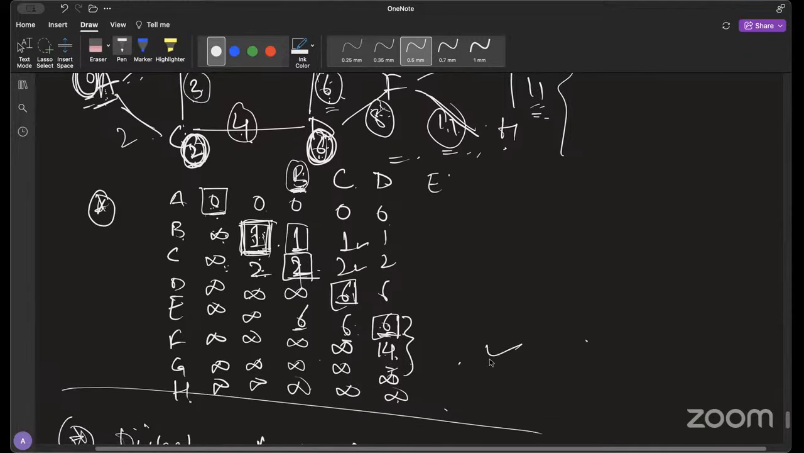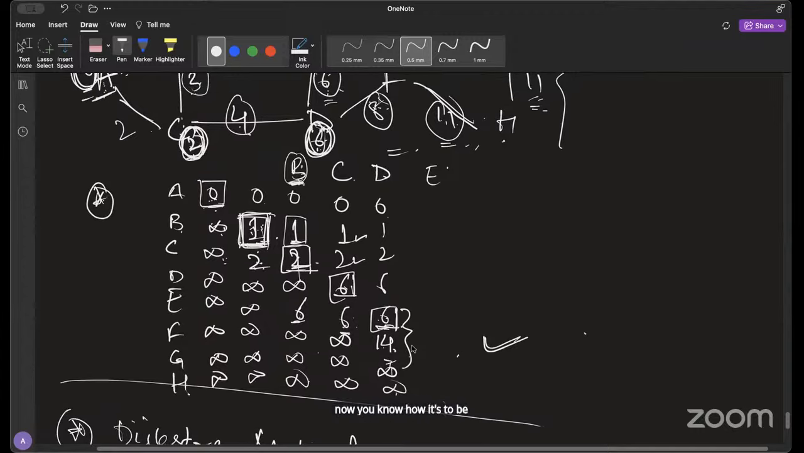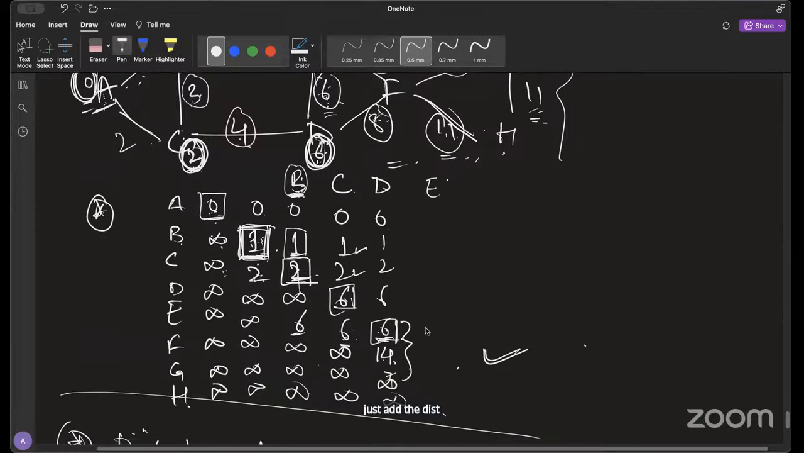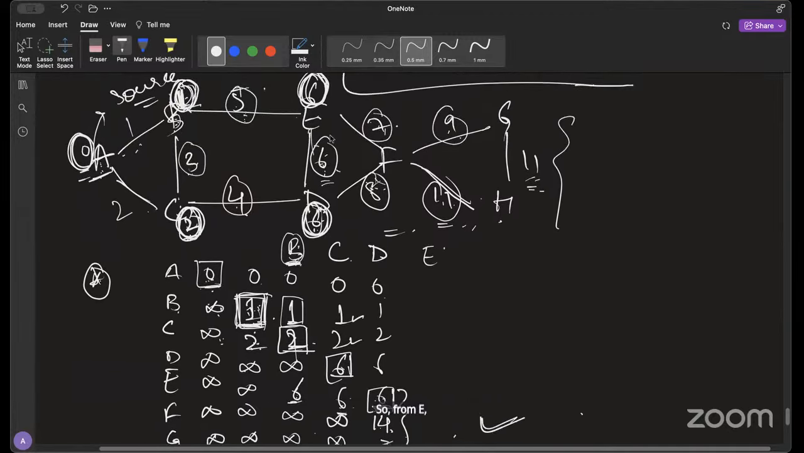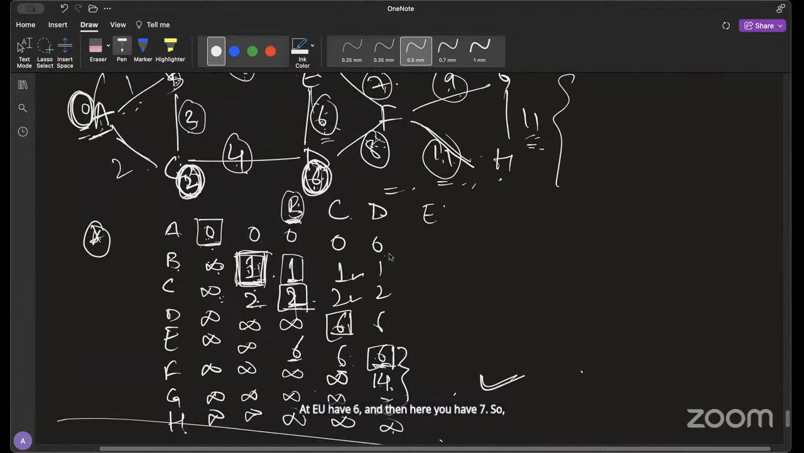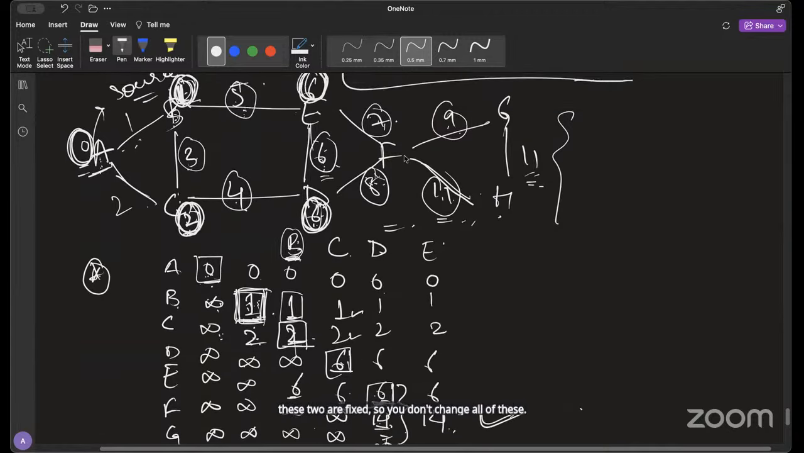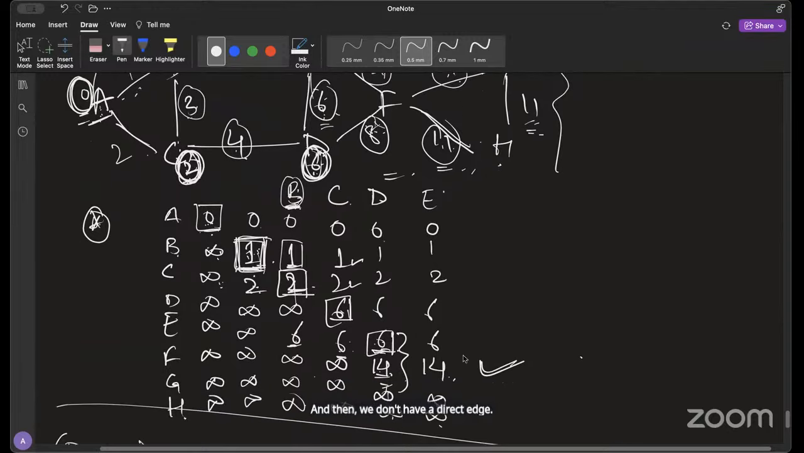So do I need to complete this or is it fine? Now you know how it's to be done, right? You just choose the minimum and then you add the upcoming distances. It's almost done, by the way. So from E, at E you have 6 and then here you have 7. So 6 and 7 is going to be 14, which is already 14 here. So you don't have to update it. These two are fixed, so you don't change all of these. And then you don't have a direct edge here, so you just have infinity.